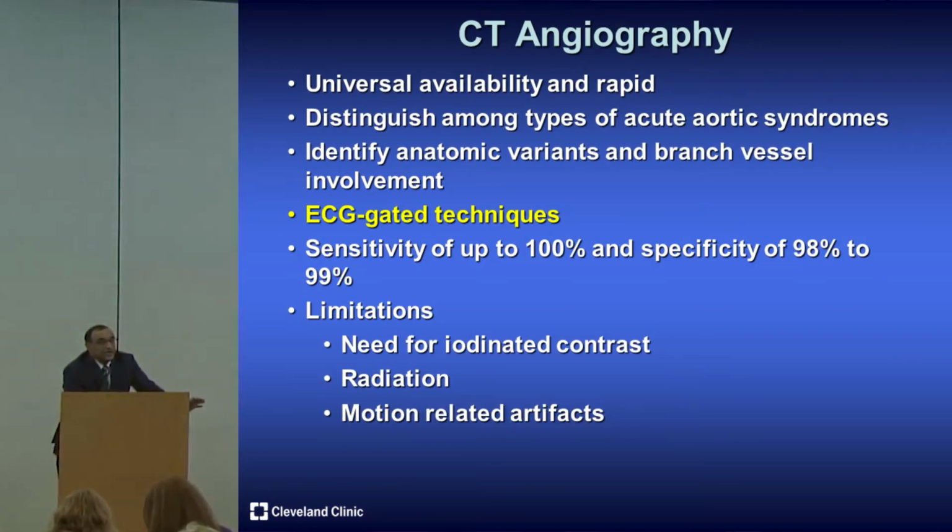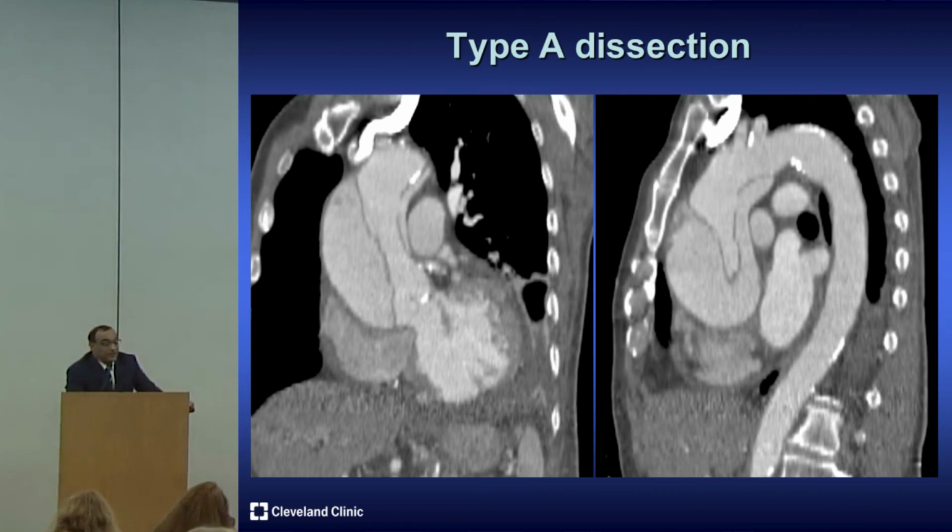CT, obviously, is universally available and rapid. It can distinguish between three different types of dissections. Not all CTs are created equal. I'm going to show you a couple of examples. So that line going straight up, that's a dissection flap going all the way near your coronary arteries. That's a bad thing. If you don't fix that, your mortality increases by 1 to 2% per hour. Per hour.